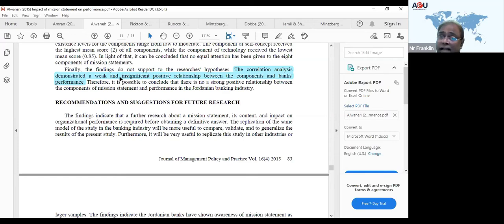So you can quote this guy, Alwane, and say Alwane in 2015, research on Jordanian banks, discovered that actually there's an insignificant positive relationship between a mission statement and the performance of the banks. So you can state that this guy did this research and found it didn't work. Then you can look at somebody else who has done research and find out that a mission statement has really helped. And then you can argue both and see why and what kind of situations lie.